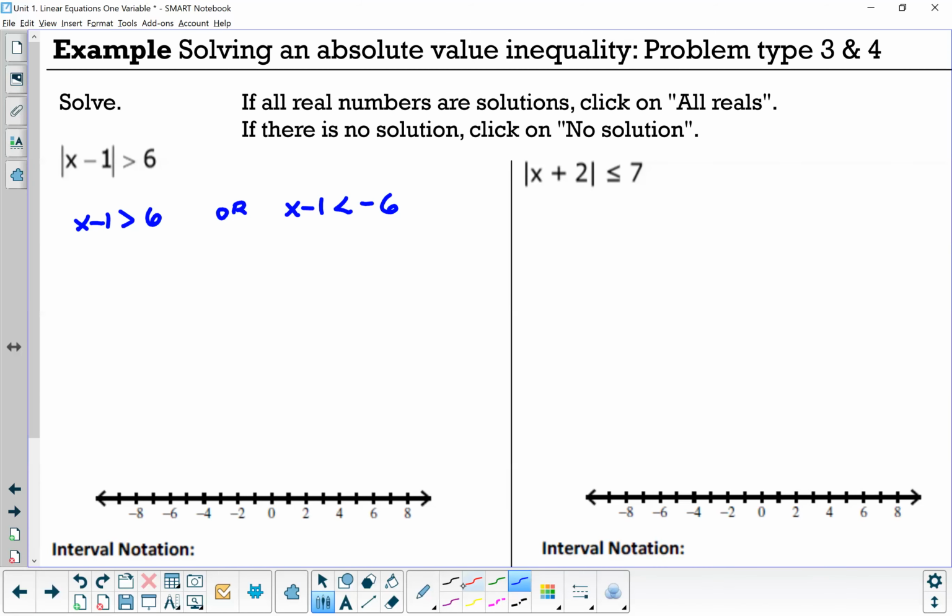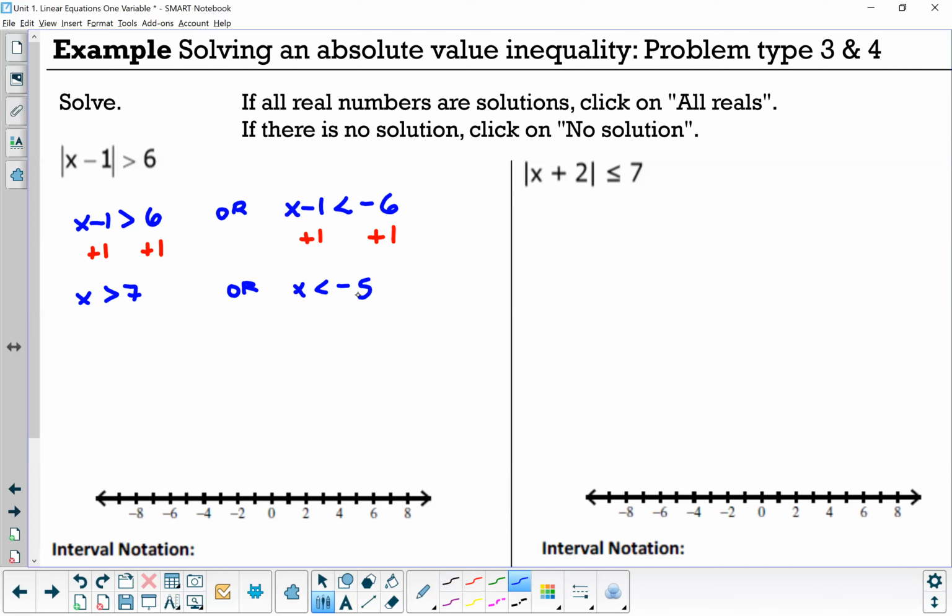Okay, so now from here, I'm going to add 1 to each side. So I get x is greater than 7, or we can add 1 to each side for the second part, and we have x is less than -5.